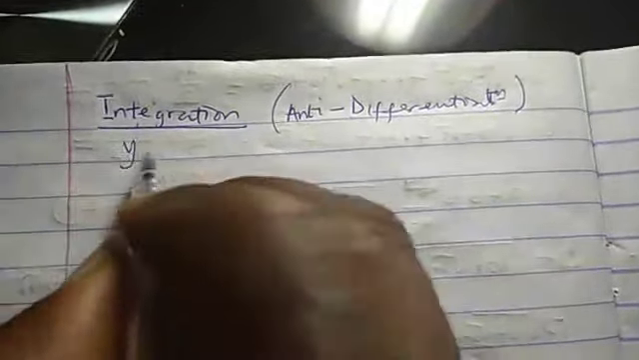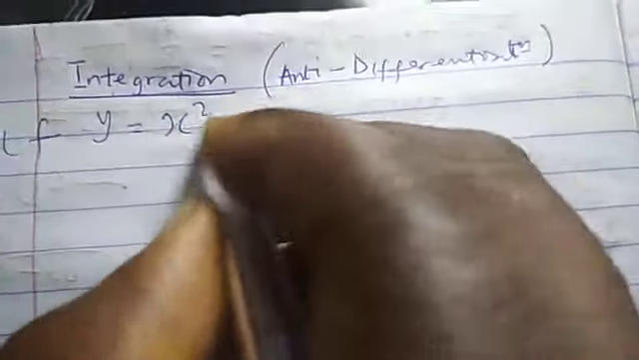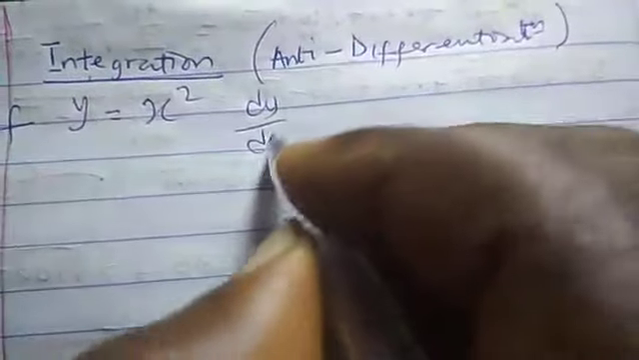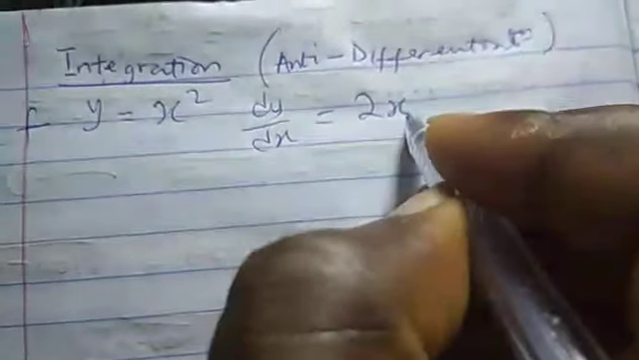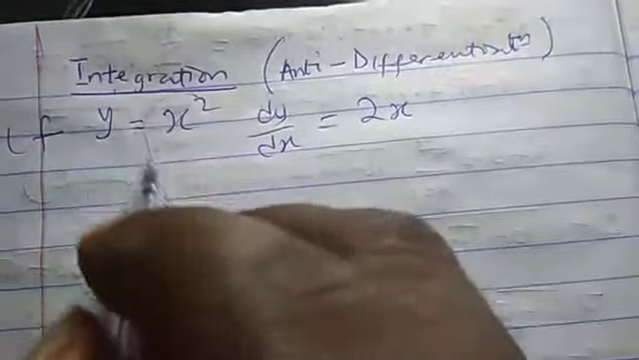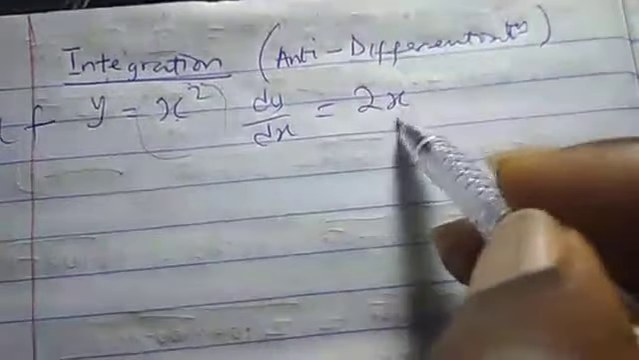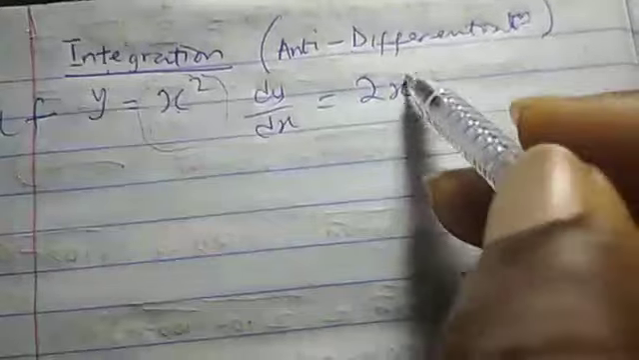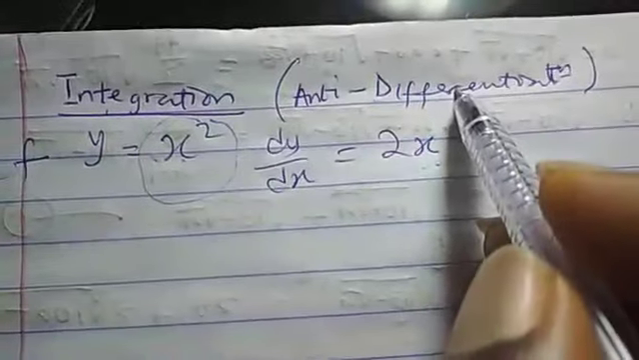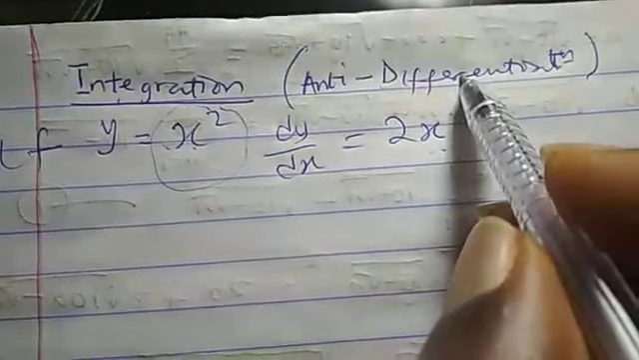For instance, if y is equal to x squared, we know that if you differentiate it, dy/dx is equal to 2x. Now, we have deformed this x squared to give us this 2x. How do we bring this 2x back to x squared? That is anti-differentiation, and that is what we call integration.